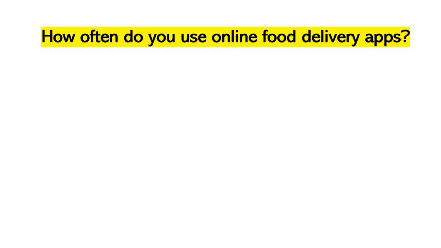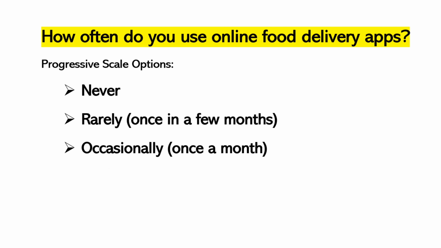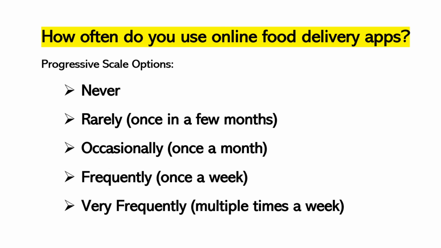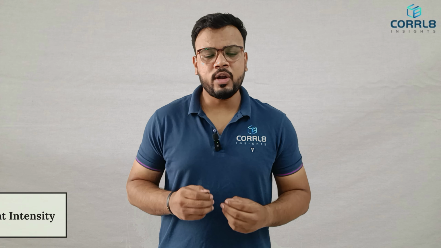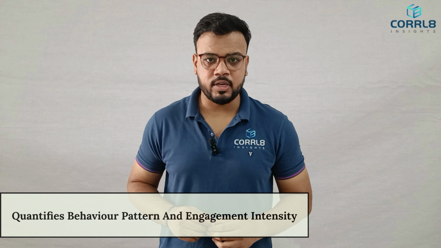For example, a question can be, how often do you use online food delivery apps? Progressive scale options are never, rarely (once in a few months), occasionally (once a month), frequently (once a week), very frequently (multiple times in a week). Here, the scale moves progressively in one direction only, from no use to very frequent use.